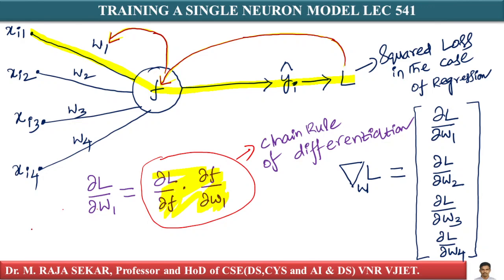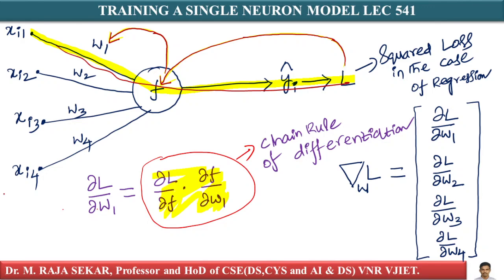yi cap is also constant. All these are coming from training data. Xi's and yi's are coming from training data. The only variables here, what are the variables? W. So to find the derivative with respect to W1, I just follow this path. How can I find the derivative with respect to W1? I must follow this particular path, isn't it?